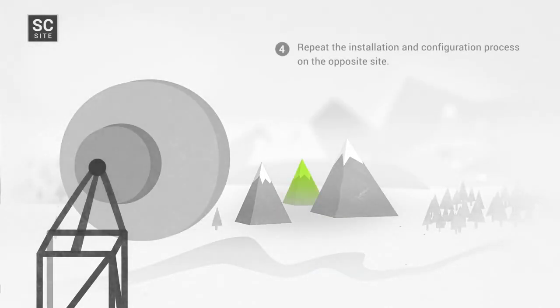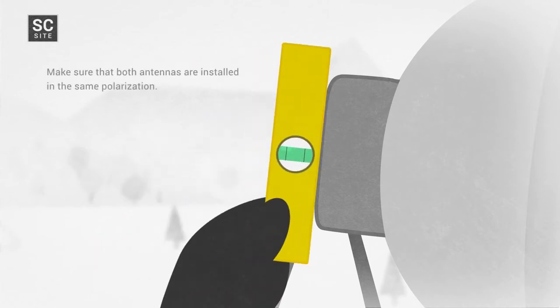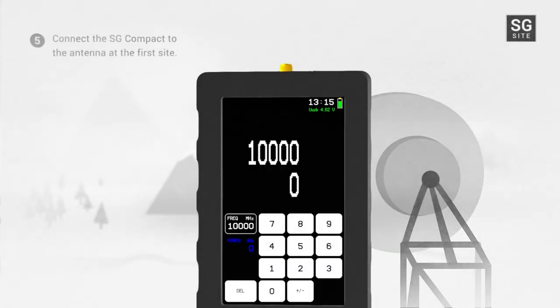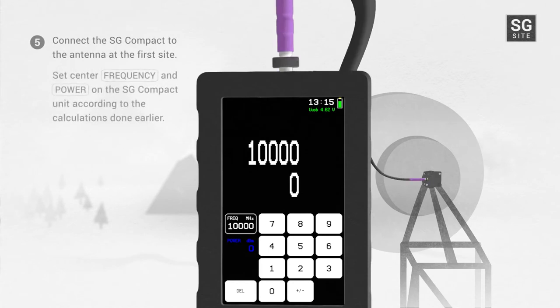4. Repeat step 3 on the opposite site. Make sure that both antennas are installed in the same polarization. 5. Connect the SG Compact to the antenna at the first site. Set center frequency and power on the SG Compact unit according to the calculations done earlier.